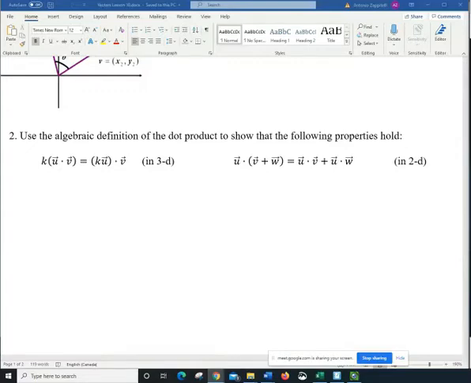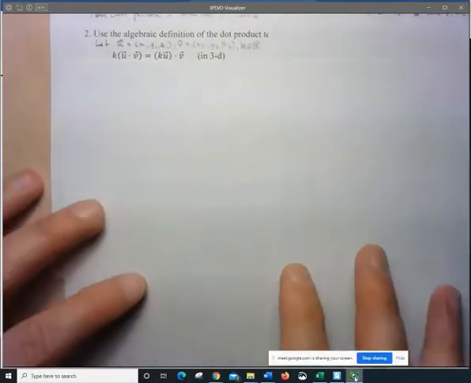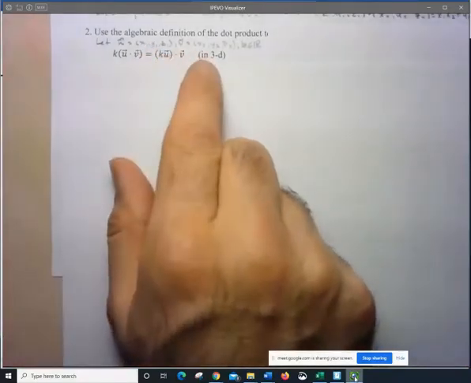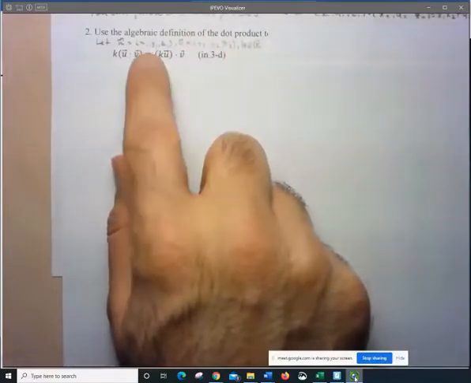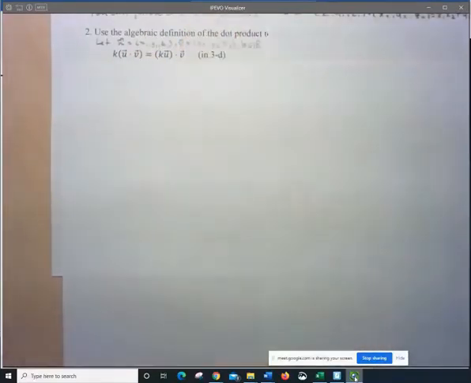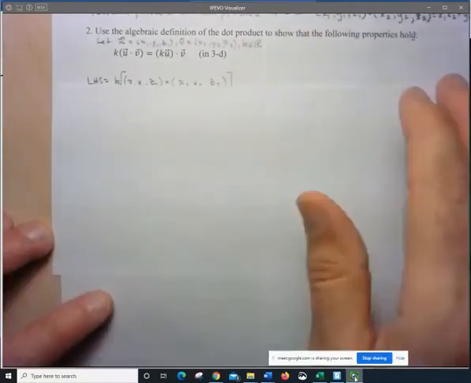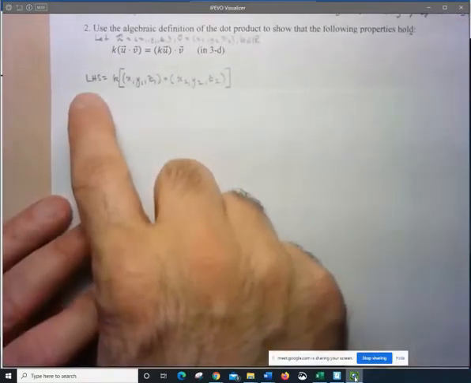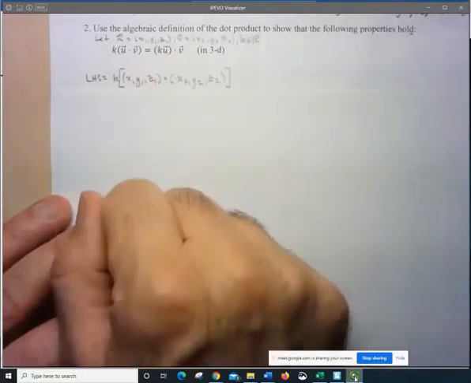So let's take a look at this first one and see how we could set up a proof like this. You'll notice that the first thing I do here is define what I'm going to use. In this case, they're asking me to do this in 3D. So I define two random 3D vectors, and k could be any scalar. I'm going to start with my left-hand side, and I just replace these two vectors by their 3D representations.